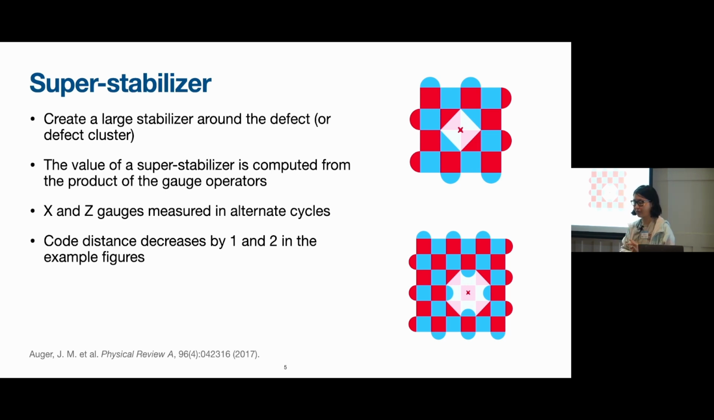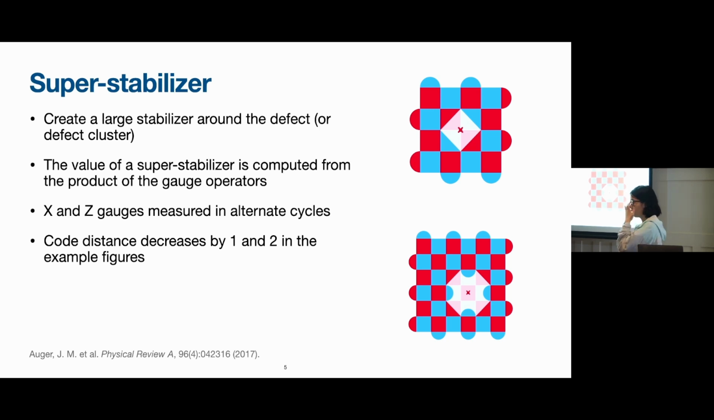One technique that our project builds upon is called super stabilizers. Given an array of physical qubits that contains defects, how do we adapt our surface code to it? One way to do it is to just create a large stabilizer around the defect, or in this case, a cluster of defects. We essentially use the values of the broken stabilizers around the defect, treat them as a bigger stabilizer, and take the product of them to get knowledge of what's going on around the defect.